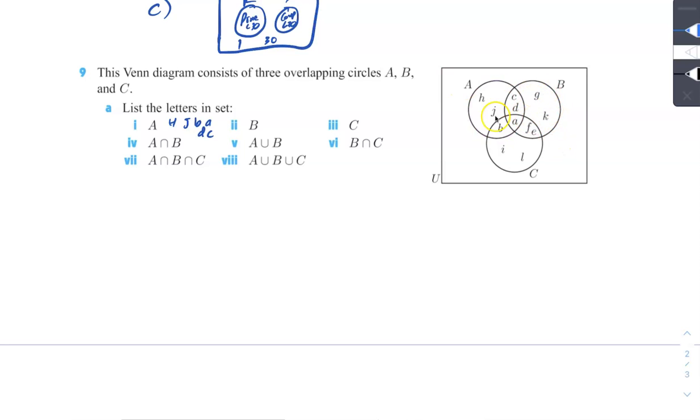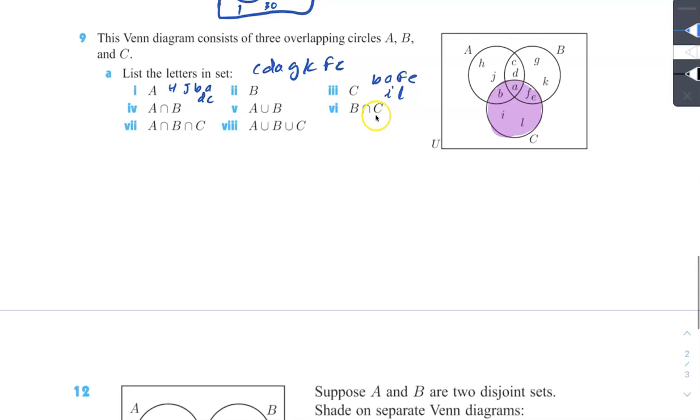B would be this one right here. So B is all of this. So C, D, A, G, K, F, E. I should write commas between all of them, but C likewise, and hopefully by now we understand that. C is all this. So C would be B, A, F, E, I, J, and L. So there's my A, B, C. And then let's get to the more interesting ones.